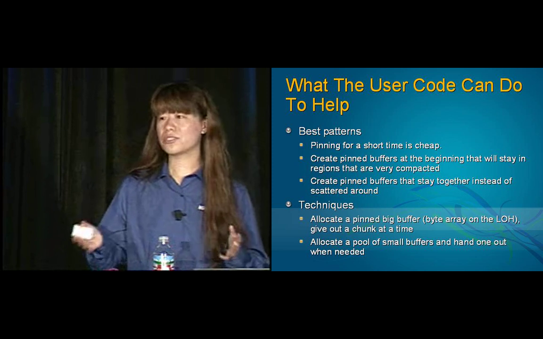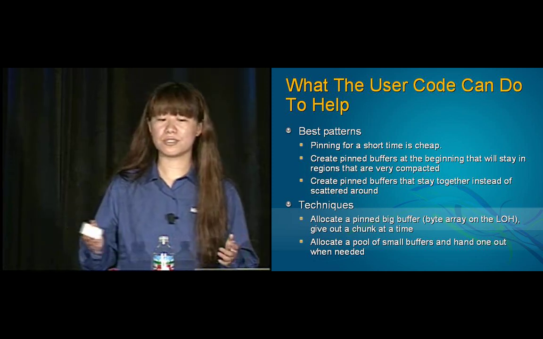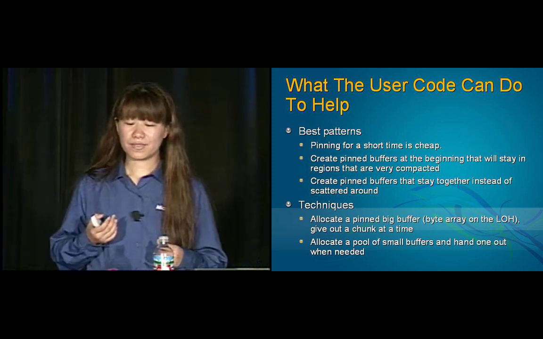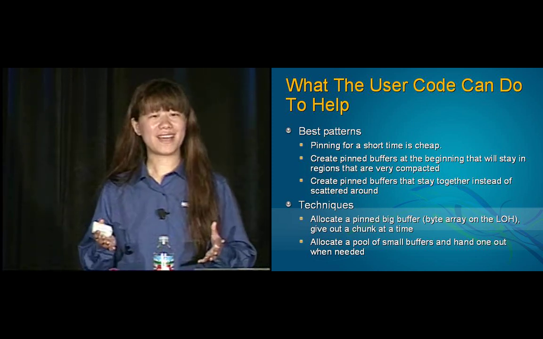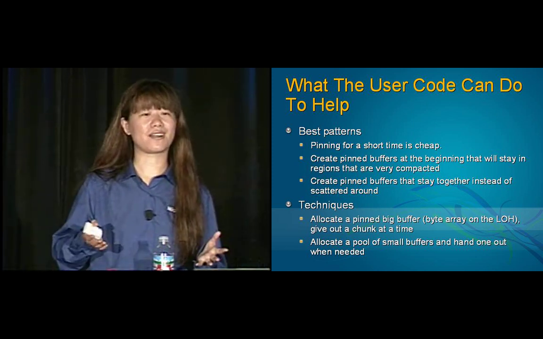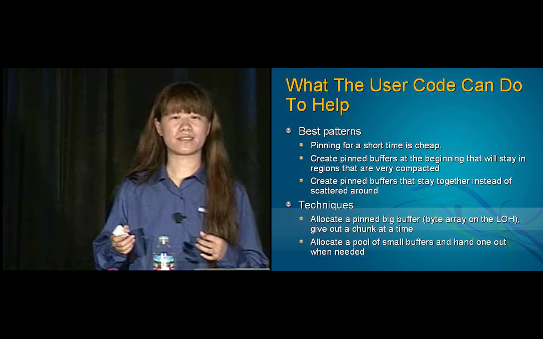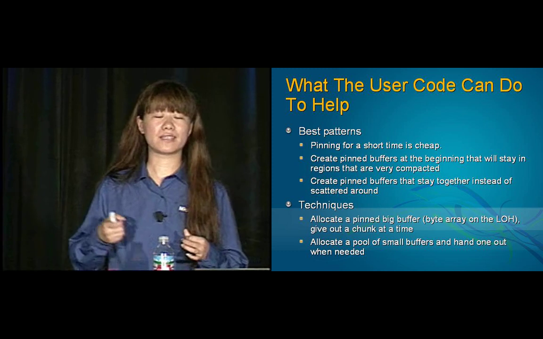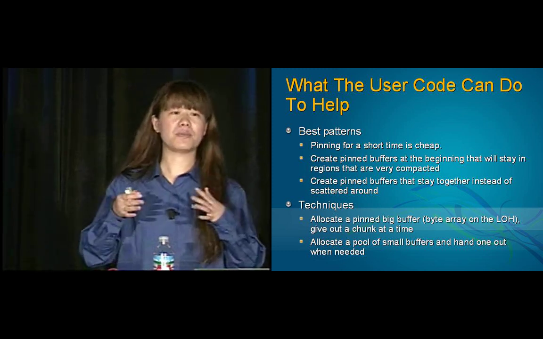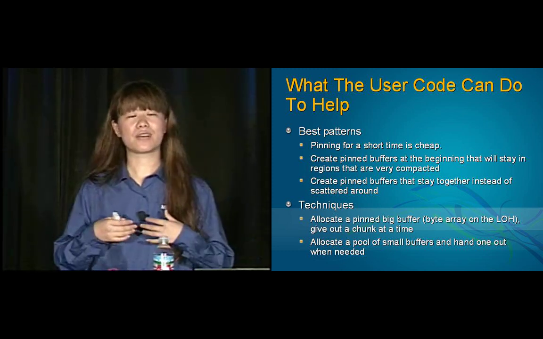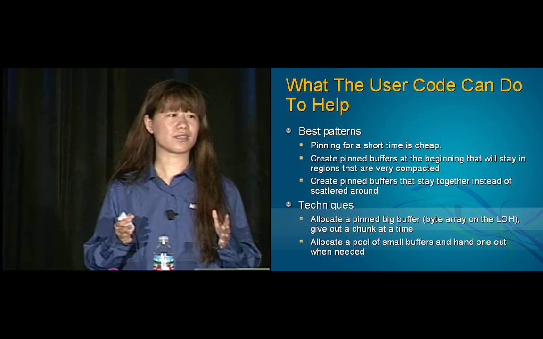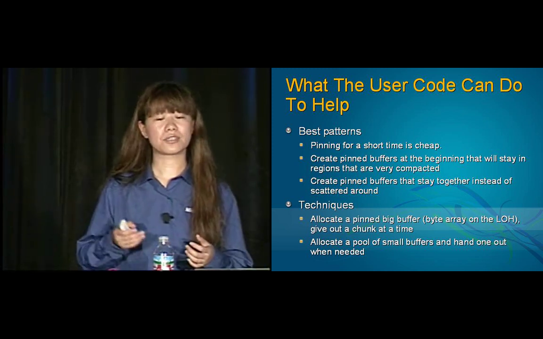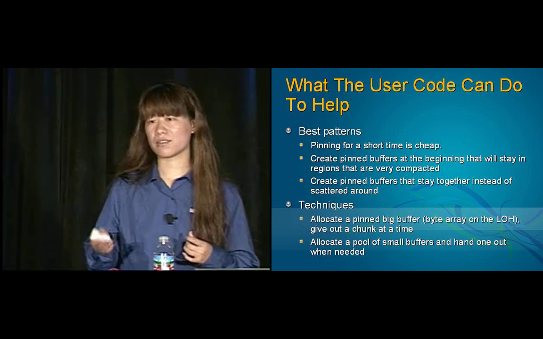So how do you use those techniques? Well, if you are willing, you can create a buffer on the large object heap. Because the large object heap is not getting compacted, it's okay to create a pin buffer there, but you still have to pin it just in case, since this is an implementation detail that you shouldn't rely on. So you could create a pinned buffer on the large object heap.